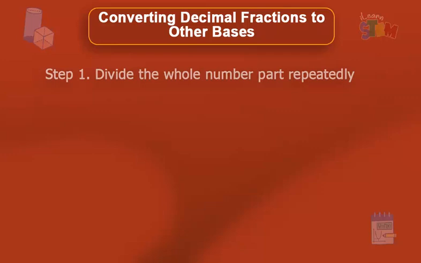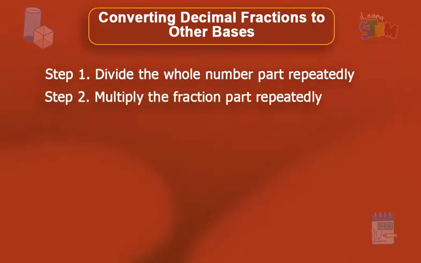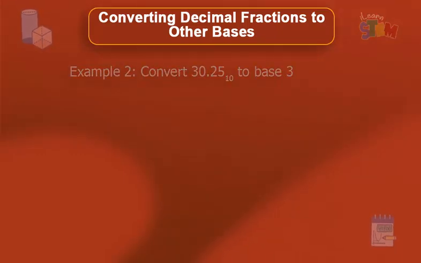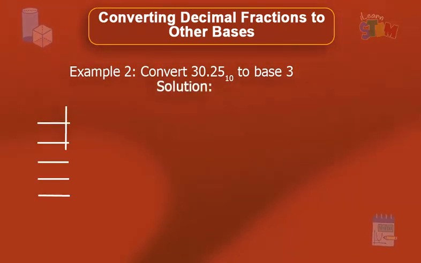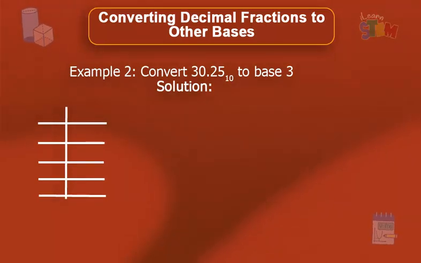To convert a decimal fraction to another base, we do so in 2 steps. Step 1. We divide repeatedly the whole number part. Step 2. We multiply repeatedly the fraction part. Let us see another example. Convert 30.25 in decimal to a number in base 3. Solution. Follow me as we break it down, step by step.